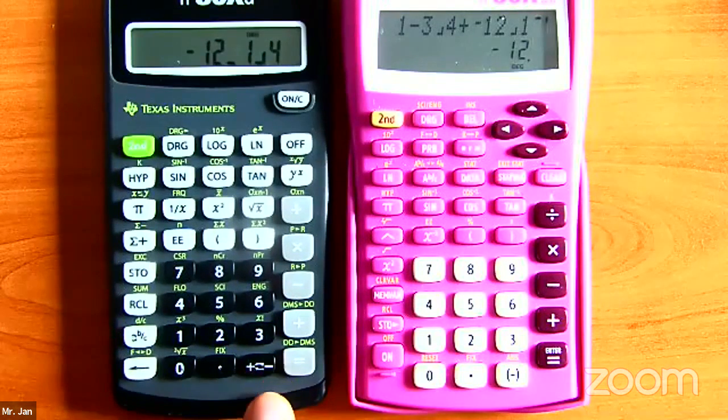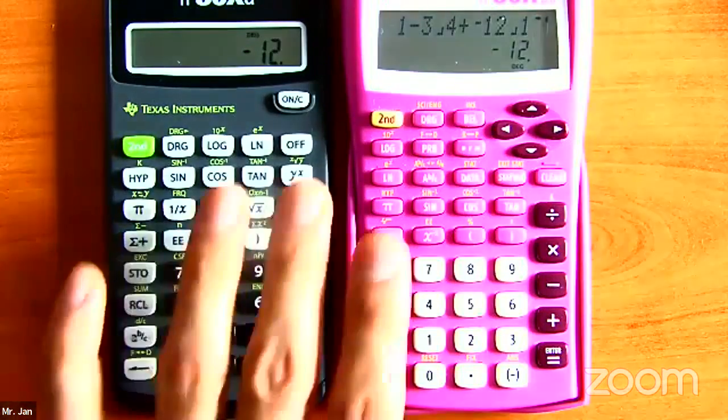Okay, you need to click it, so it's going to switch the sign, and when you hit enter, you're going to end up with the same result, negative 12.